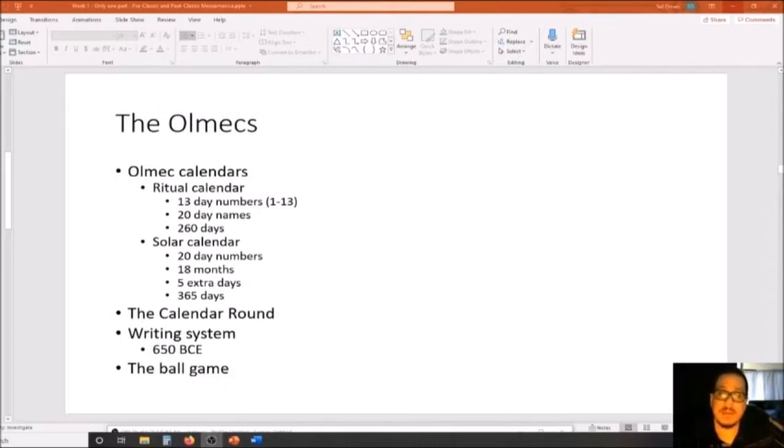They definitely had the solar calendar, they definitely had the ritual calendar. Now whether they used them together in this 52-year cycle is debatable, but there are some scholars who believe that they did use the calendar round. Later Mesoamerican societies definitely used the calendar round, this perspective of these 52-year cycle and these 4 different characteristics coming from the solar calendar and the ritual calendar for every day of that 52-year cycle.